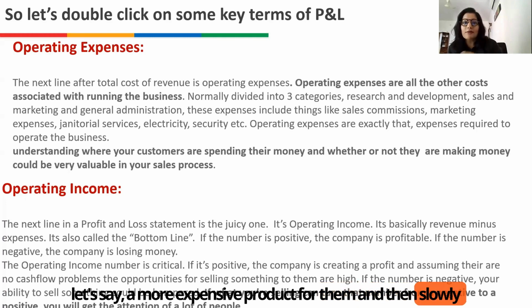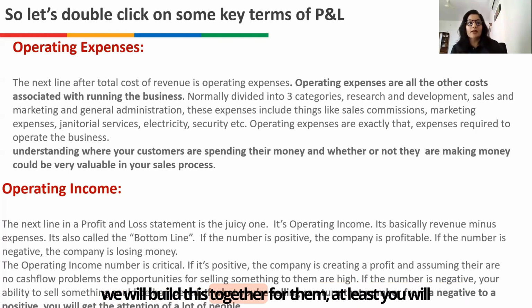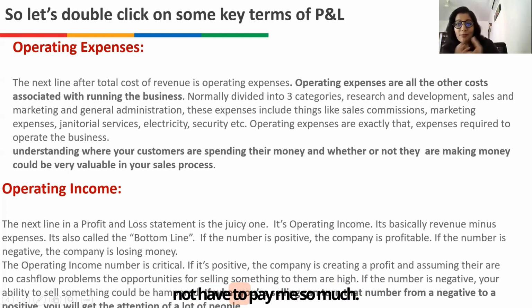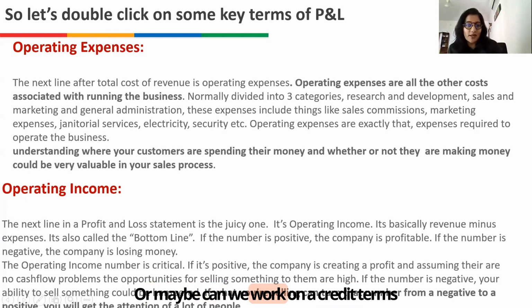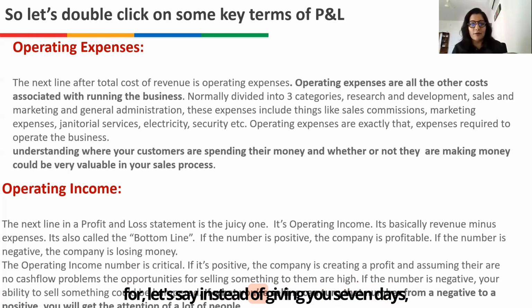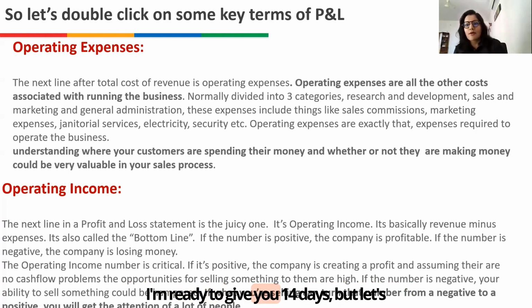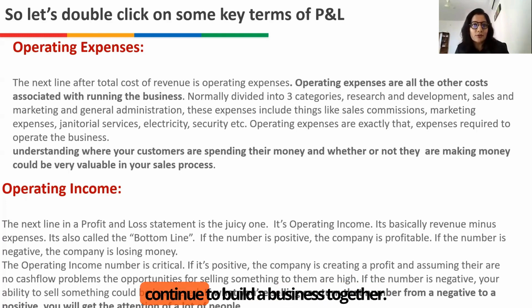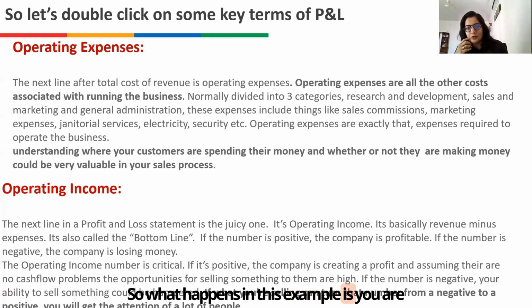And then slowly we will build this together, and at least for them, you will not have to pay me so much. Or maybe we can work on credit terms: instead of giving you 7 days, I'm ready to give you 14 days, but let's continue to build the business together. So what happens in this example is you are coming from the space of the customer's pain point.